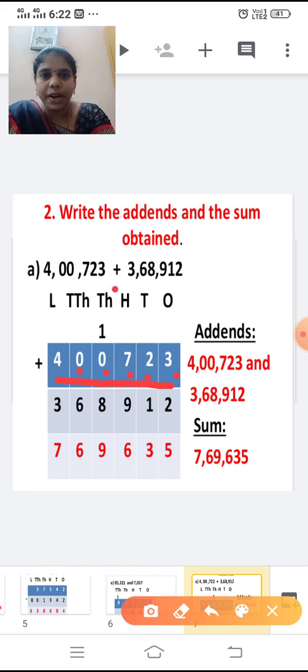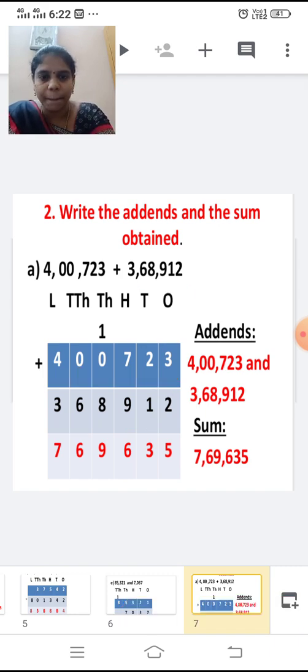Now take the second number, 3,68,912. So 2 in the ones place, 1 in the tens place, 9 in the hundreds place, 8 in the thousands place, 6 in the 10,000 place, and 3 in the lakh place.